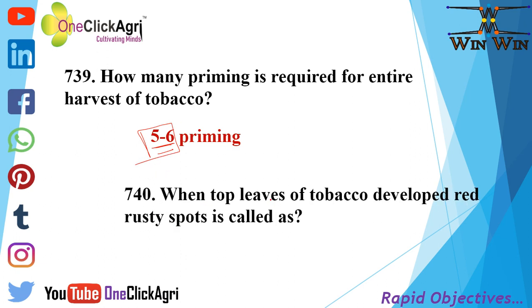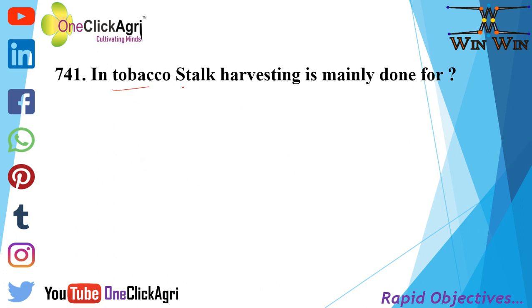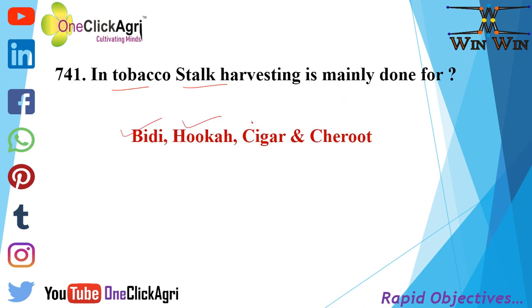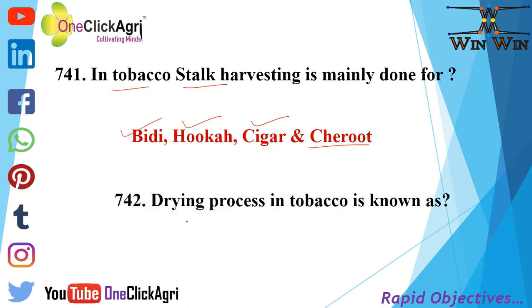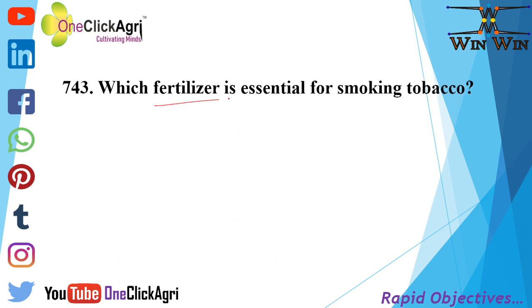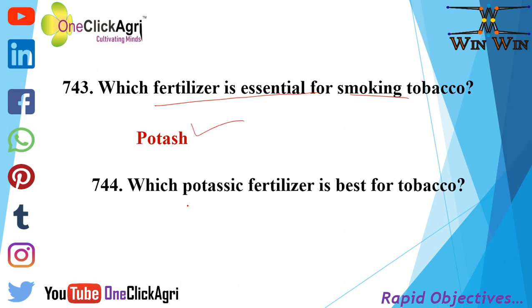Next, when top leaves of tobacco develop a red rusty spot, it is called spangles. Next, in tobacco, stalk harvesting is mainly done for bidi, hookah, cigar and cheroot. Next, the drying process in tobacco is known as curing. Next, which fertilizer is essential for smoking tobacco? That is potash. Next, which potassic fertilizer is best for tobacco?